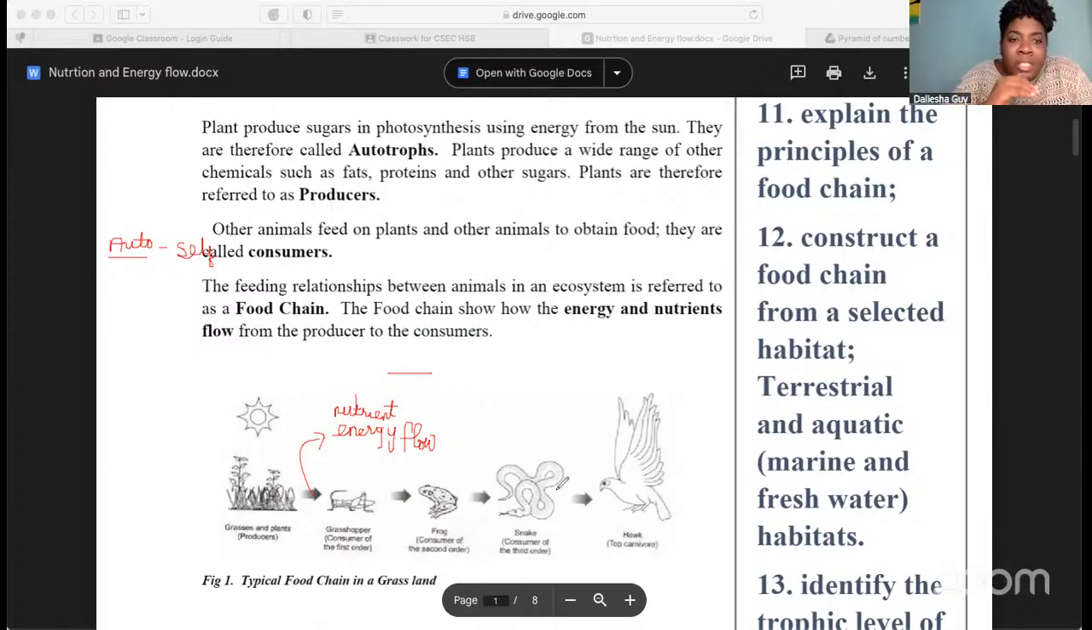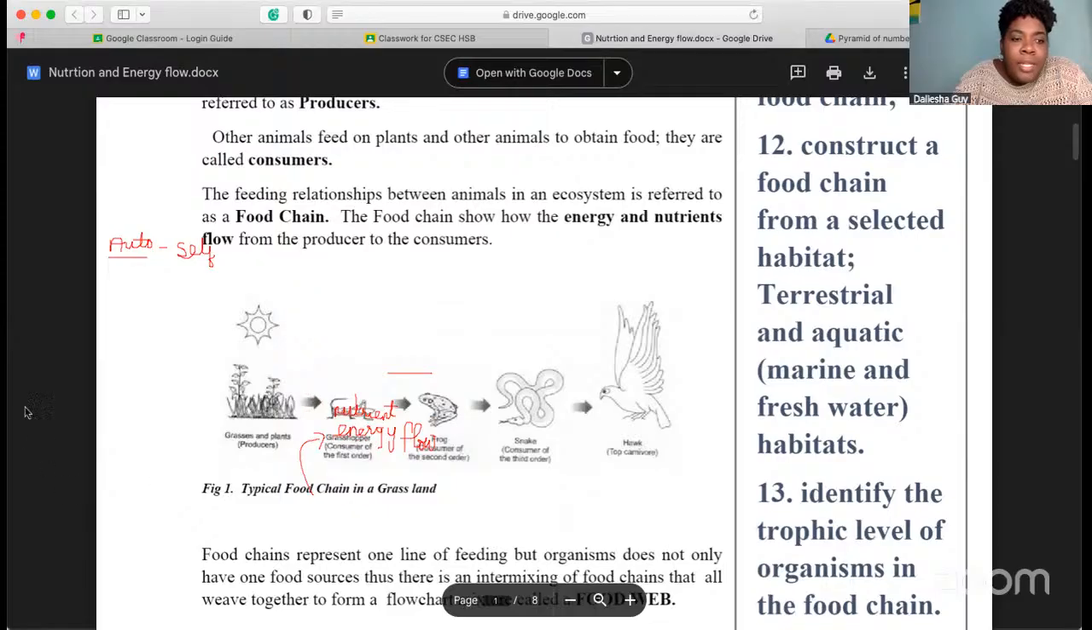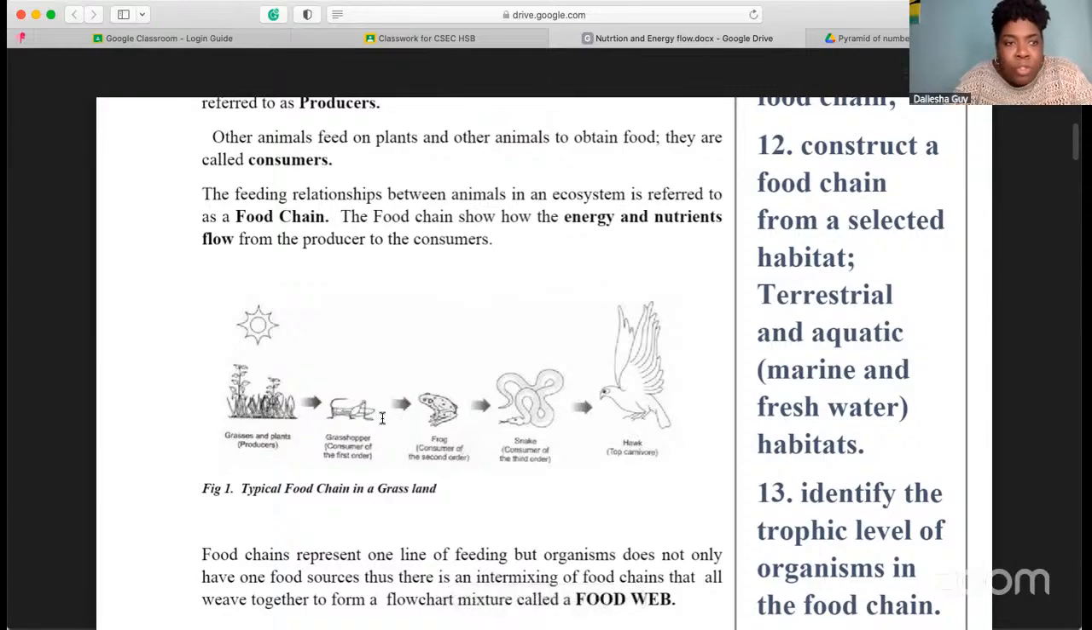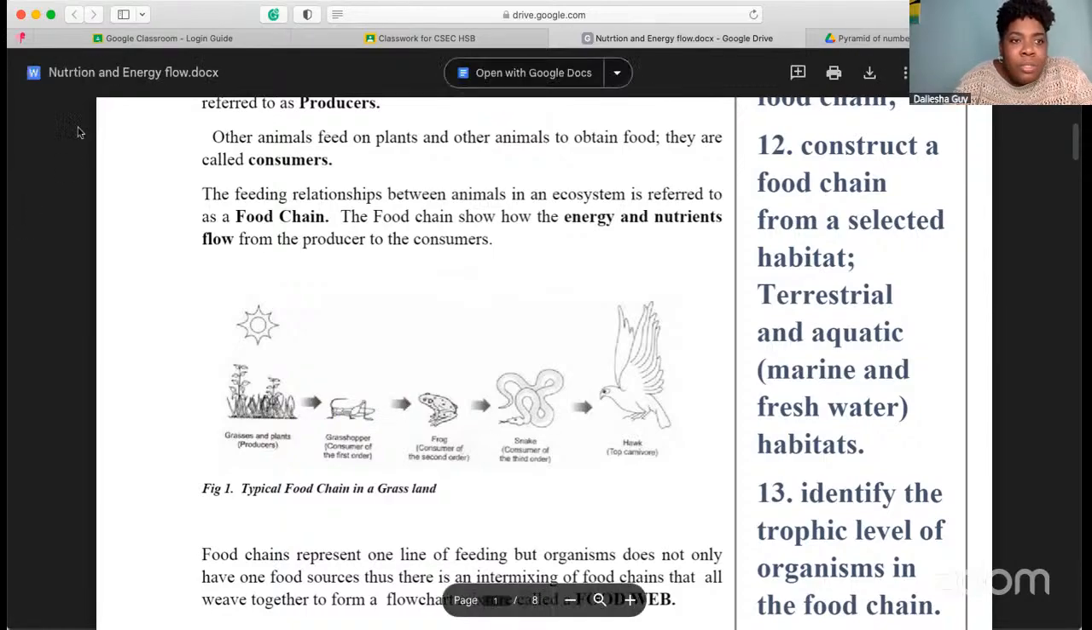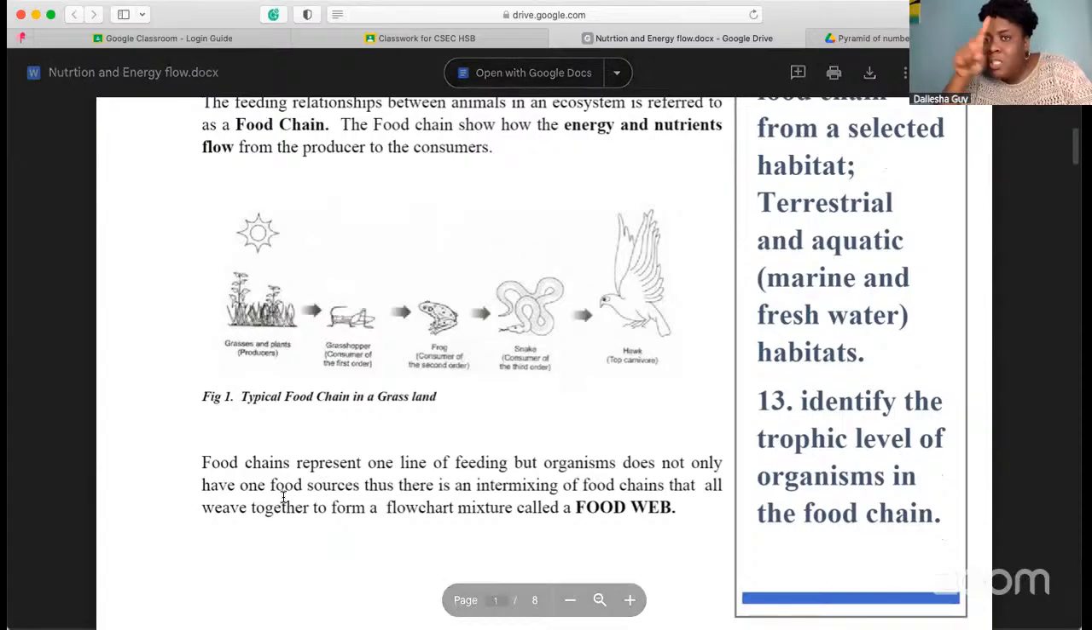So what you should know at this point is that the food chain shows a single feeding relationship that exists between organisms in a food chain, within an ecosystem, right? So this is the food chain. But the reality is these organisms don't only feed on the organisms that are in this single food chain. Really and truly, our ecosystem is made up of a food web. Just like a spider web has multiple connections, so is our food web.